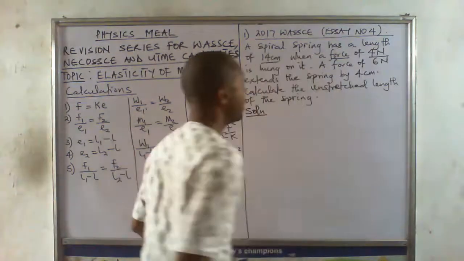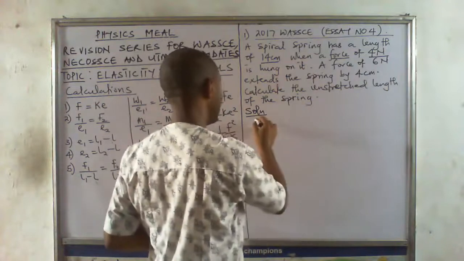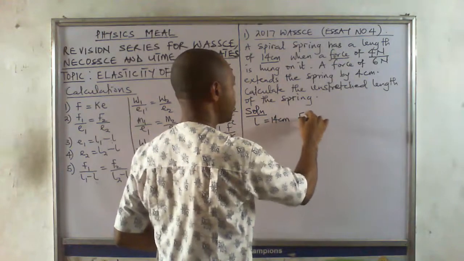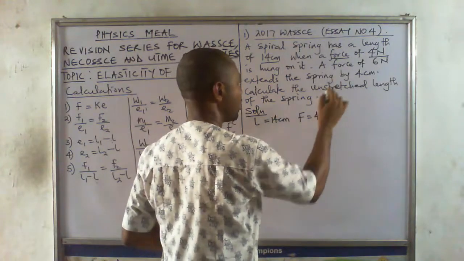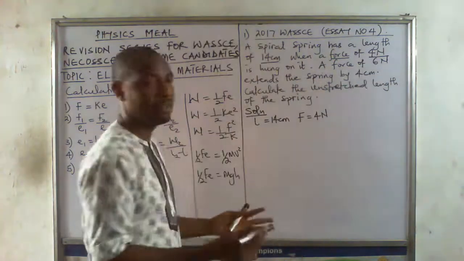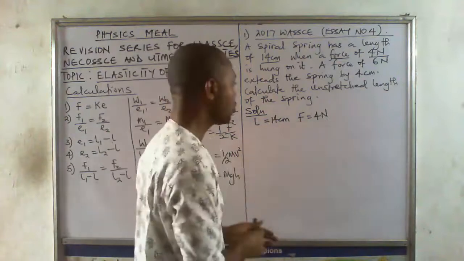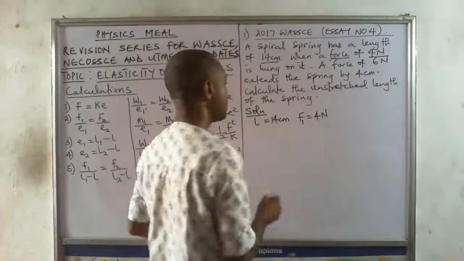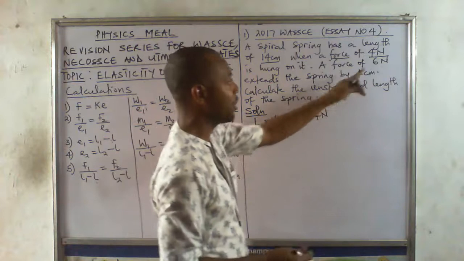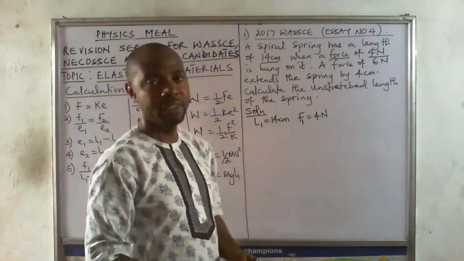So let's go together. They say a spiral spring has a length of 14 cm. So the length of the spiral spring is 14 cm when a force F of 4 Newton is hung on it. Then they said again a force of 6 Newton. So I now have 2 different forces. So this one will now become the initial force, my F1, which brings about length L1. You see that? Okay.